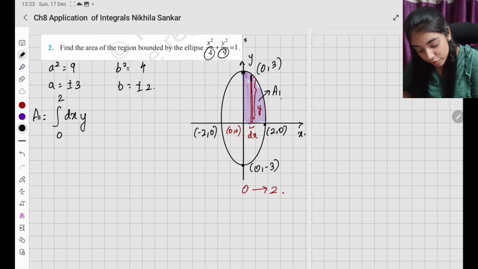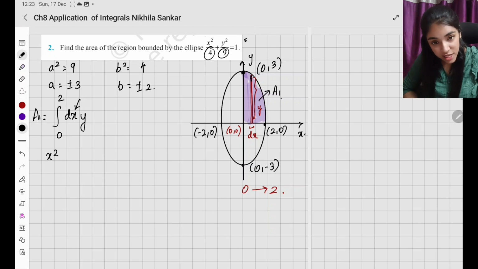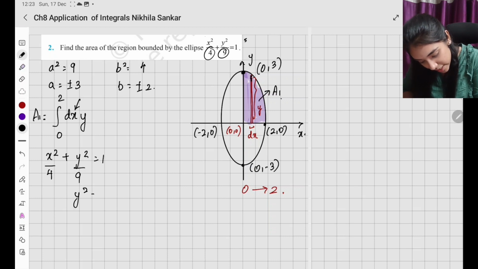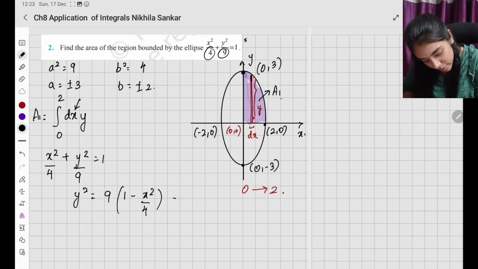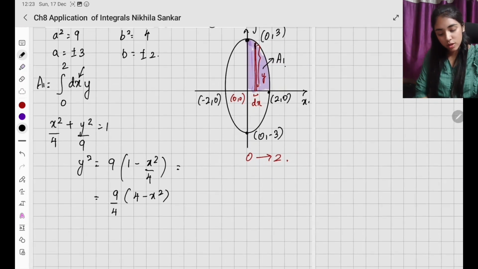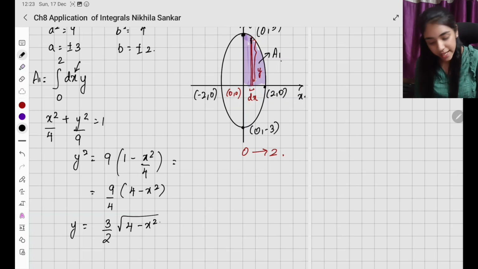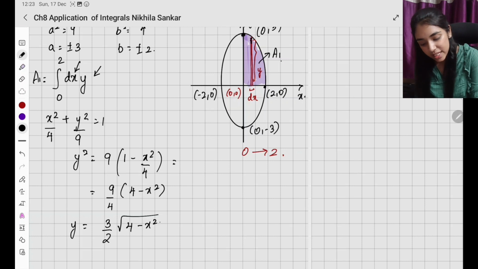Now when I substitute for y, இந்த இடத்துல y க்கு நான் substitute பண்ணணும் because my integration is in terms of x. So I have to substitute for y. So I have x square by 4 plus y square by 9 equals 1. So from this I have y square equals 9 times 1 minus x square divided by 4. When I take the LCM, what do I have? 9 by 4 times 4 minus x square. The divided by 4 comes out. So this is going to be my y square. அப்ப y என்ன? 3 by 2 square root of 4 minus x square. So this is going to be my y. இதை நான் இங்கே substitute பண்ண போறேன்.